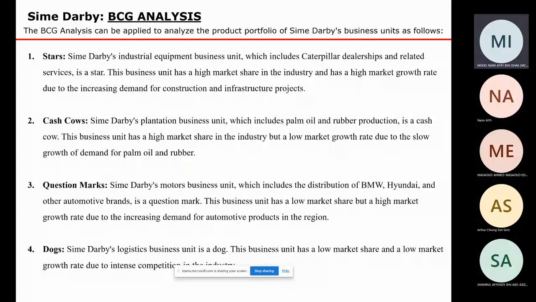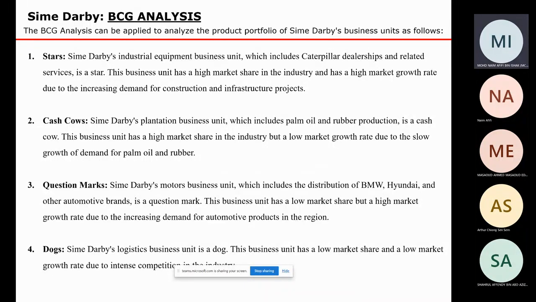And for the BCG analysis here, I'd like to highlight that it is based on four indicators: stars, cash cows, question marks, and dogs. Under stars, we can highlight that Sime Darby right now is well focused on industrial equipment. So this is actually considered a star. Basically, this unit has a high market share, and there is high demand based on our analysis.